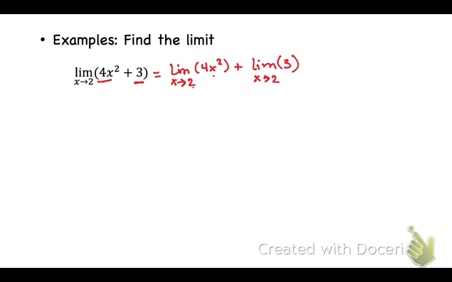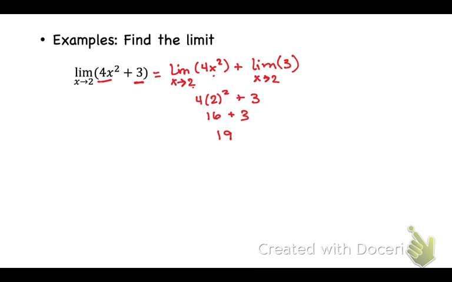Plug it in, yes? So it'd be 4 times 2 squared plus, and what's the limit of 3? 3. So then 2 squared's 4. 4 times 4 is 16, plus 3 is 19.